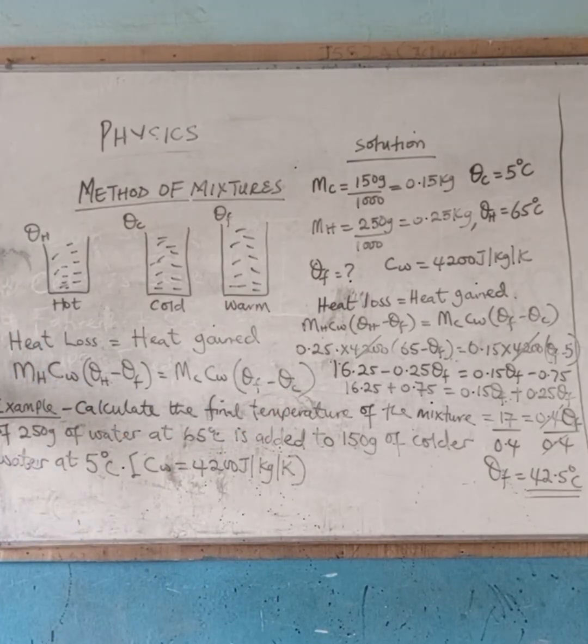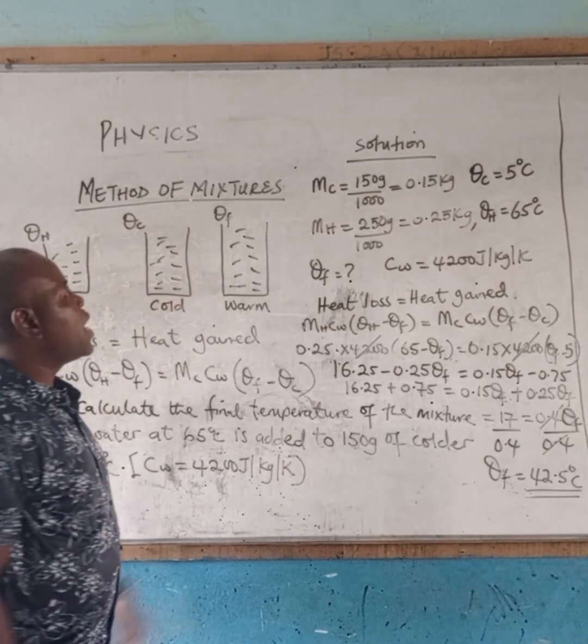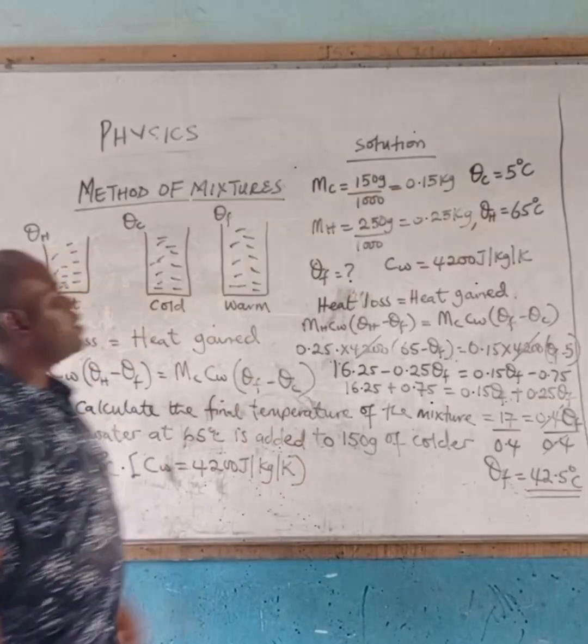Now, we have an example on the board which can help us understand what we are doing. We are asked to calculate the final temperature of the mixture, of 250 grams of water at 65 degrees Celsius is added to 150 grams of colder water at 5 degrees Celsius, where the specific heat capacity of water is 4,200 joules per kg per Kelvin. Now, if you look at the solution, we have the various masses given to us.